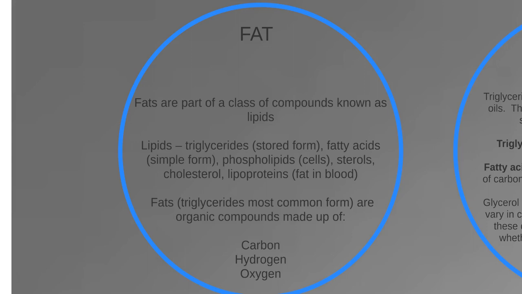So, just like carbs, the organic compounds that make up fat are molecules of carbon, hydrogen, and oxygen. But there's a couple of differentiating points between the carbon, hydrogen, and oxygen molecules that make fat and the same molecules that make carbohydrates, and we will get on to them shortly.